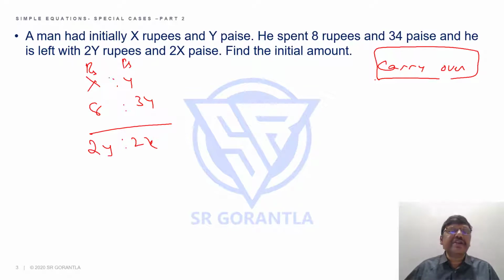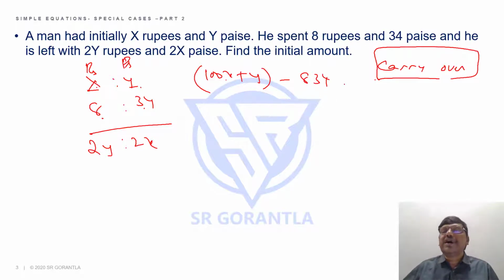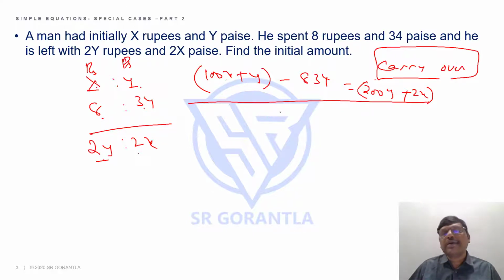Why cannot it be determined? They said x rupees and y paise, I'll convert everything into paise. 1 rupee is 100 paise, so x rupees means 100x paise plus y paise. This is the total money I had initially. Out of this, how much is spent? 8 rupees 34 paise means 834 paise is spent. How much is left? 2y rupees and 2x paise: 2y rupees means 200y paise plus 2x paise. Then people keep saying there are two unknowns here, x and y, and one equation, so we cannot solve the problem.